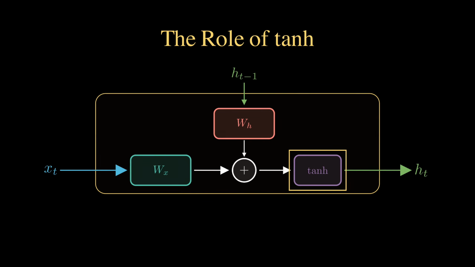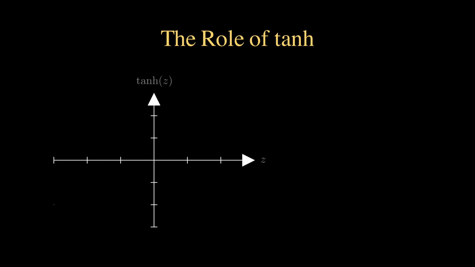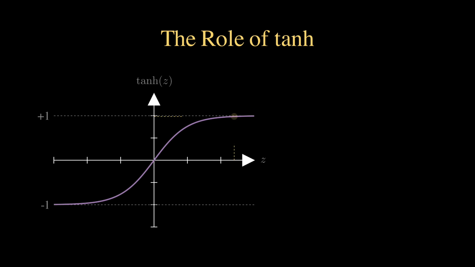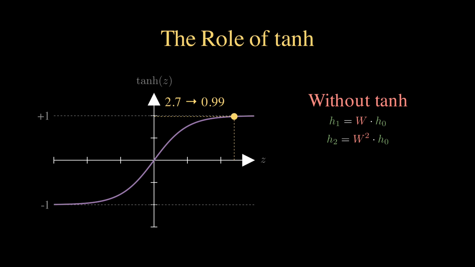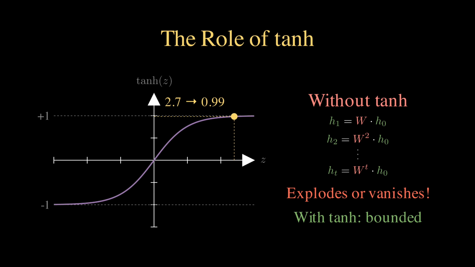Why is it there? Here's the curve for tanh. It flattens near positive and negative 1. Without tanh, each time step is just a matrix multiplication. h_1 equals W times h_0, h_2 equals W squared times h_0, and after t steps, you're raising W to the t-th power, which either explodes or vanishes. With tanh, the nonlinearity keeps everything bounded.